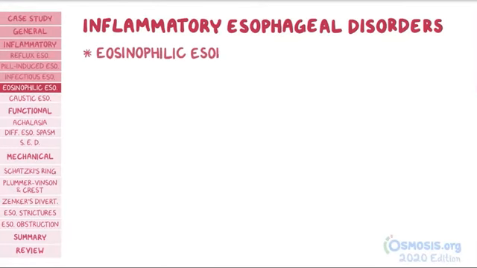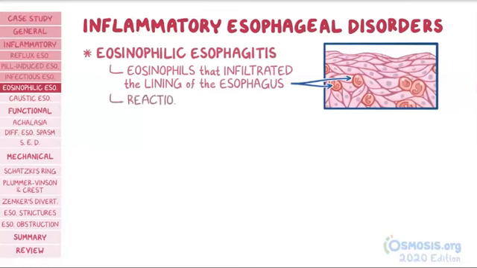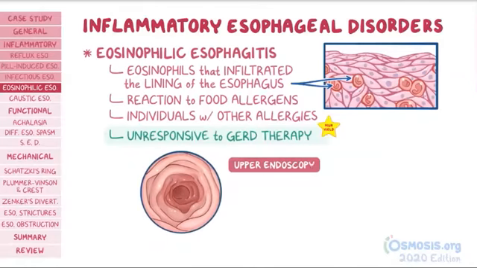Finally, we have eosinophilic esophagitis, also called allergic esophagitis, which is characterized by eosinophils that infiltrate into the lining of the esophagus. This happens as a reaction to food allergens, and it can lead to dysphagia and food impaction. Eosinophilic esophagitis is most commonly seen in individuals who have other allergies, and a high-yield fact that's often used as a clue is that their esophagitis will be unresponsive to GERD therapy. During an upper endoscopy, eosinophilic esophagitis is characterized by linear furrows and esophageal rings, which are thin mucosal bands that surround the esophagus.